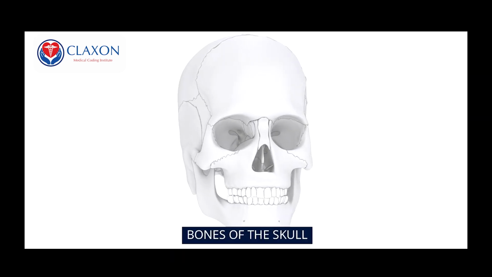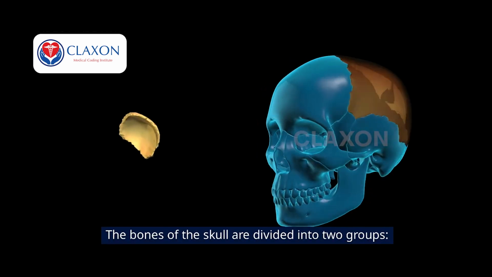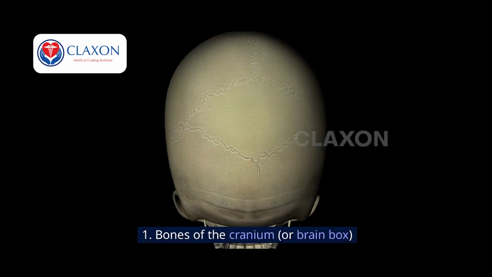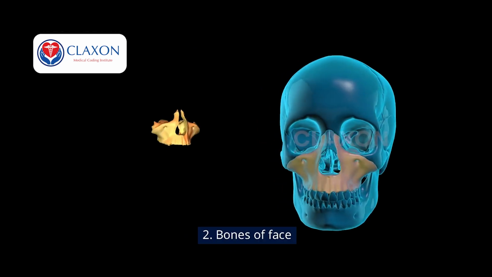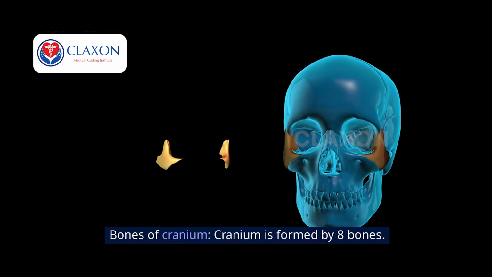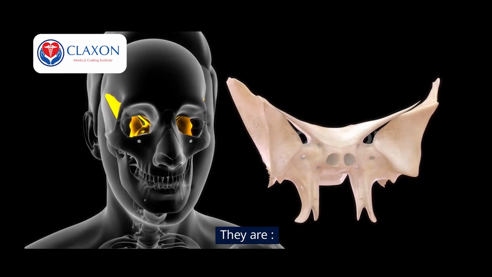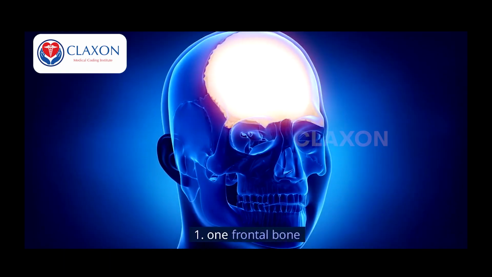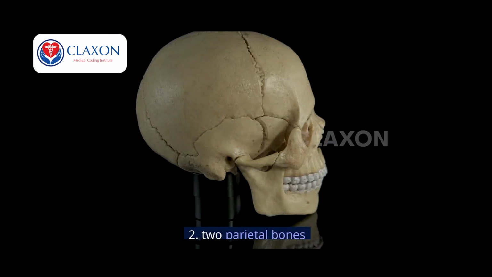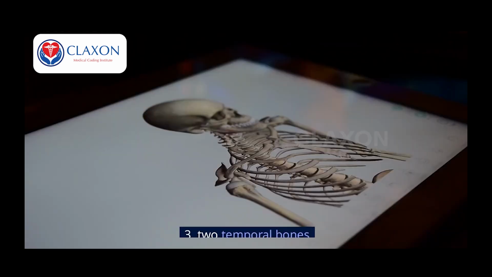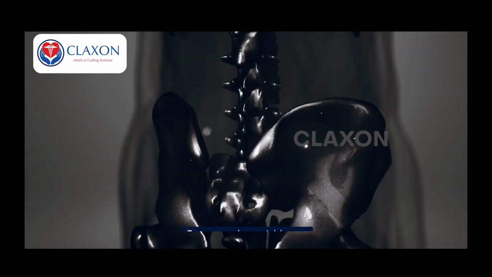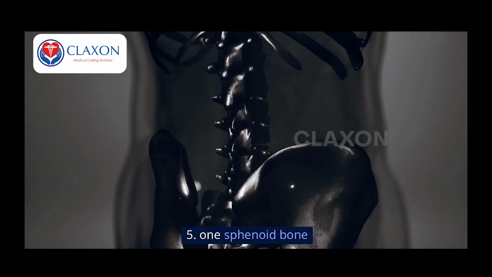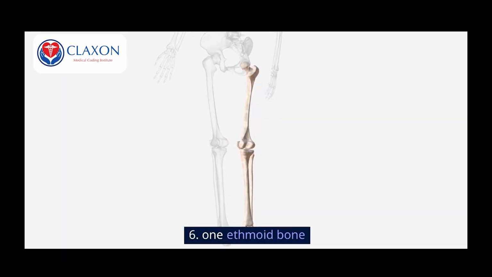Bones of the skull. The bones of the skull are divided into two groups: 1. Bones of the cranium or brain box. 2. Bones of the face. Bones of the cranium. The cranium is formed by 8 bones. They are: 1. One frontal bone. 2. Two parietal bones. 3. Two temporal bones. 4. One occipital bone. 5. One sphenoid bone. 6. One ethmoid bone.